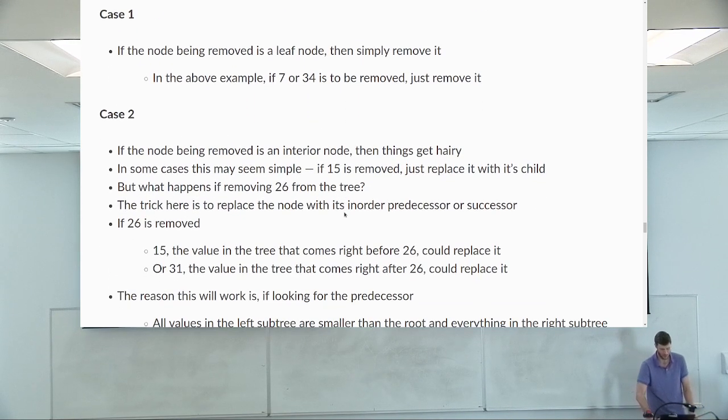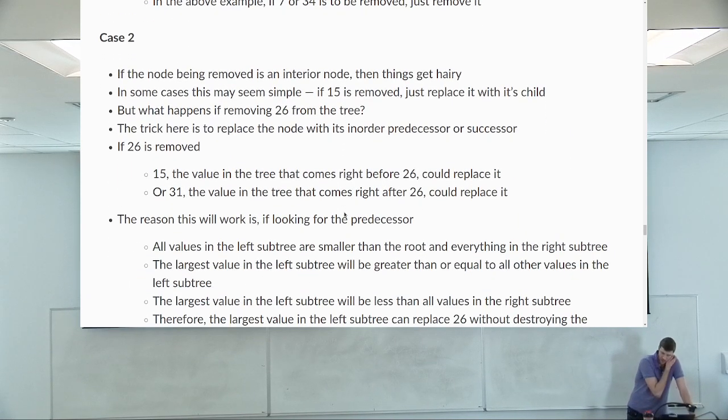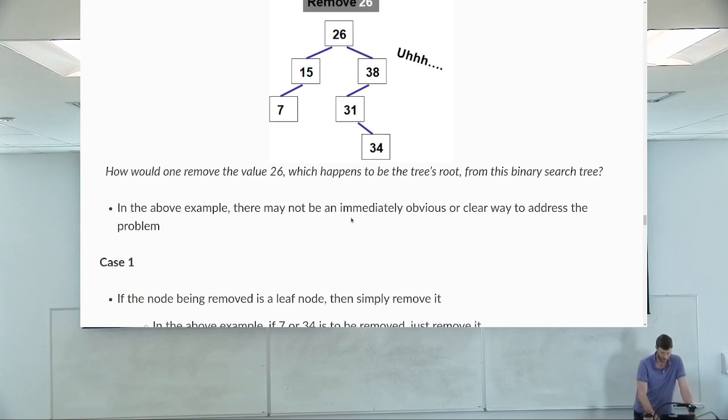All right, case 1. If the node being removed is a leaf, then just remove it. Great. Case 2. If the node being removed is an interior node, then things get hairy. In some cases, this may be simple. If 15 is removed, replace it with its child, right? So if 15 is removed, you replace it with that. Because there's no right subtree, it's fine.